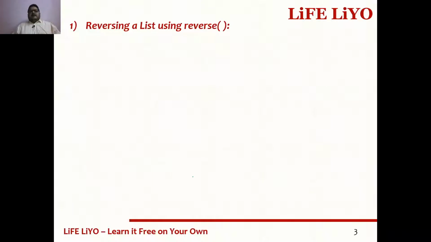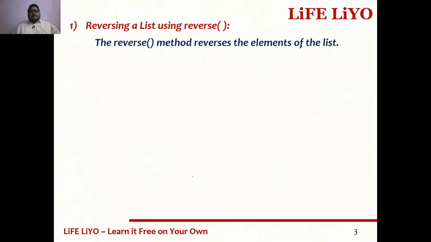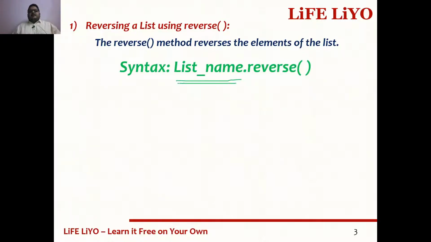First one, reversing a list using the reverse method. The reverse method reverses the elements of the list. Whatever the elements of the list are, they are going to be reversed with the help of the reverse method. Syntax: simply the list name dot reverse, then automatically all the elements of the list are going to be reversed. Let us take an example.